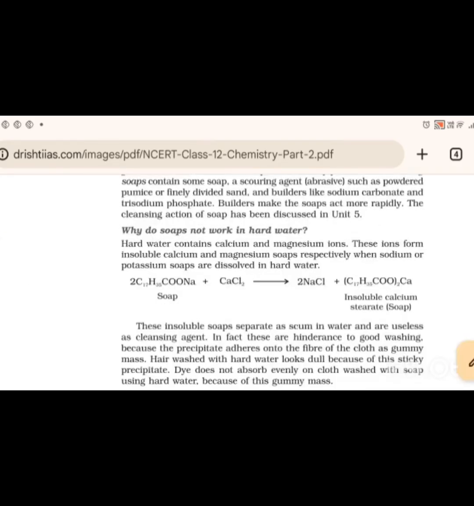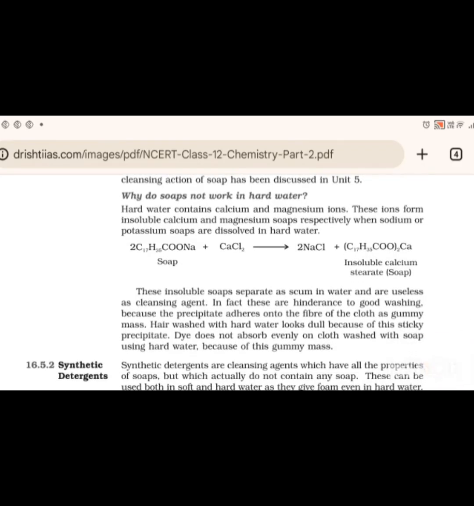Why do soaps not work in hard water? Hard water contains calcium and magnesium ions. These ions form insoluble calcium and magnesium soaps respectively when sodium or potassium soaps are dissolved in hard water. These insoluble soaps separate as scum in water and are useless as cleansing agents.